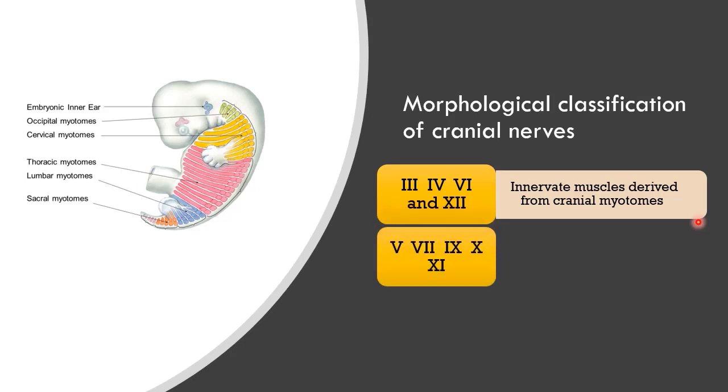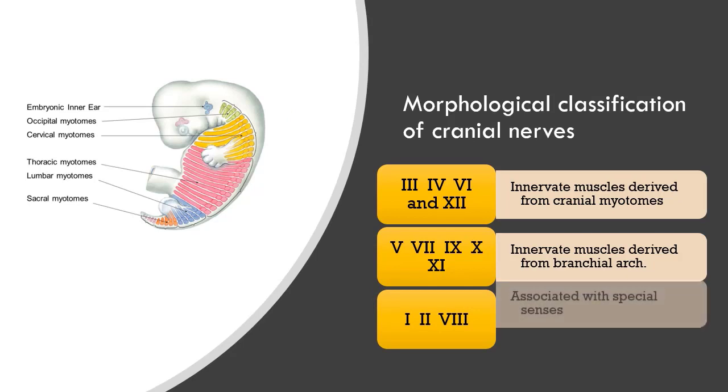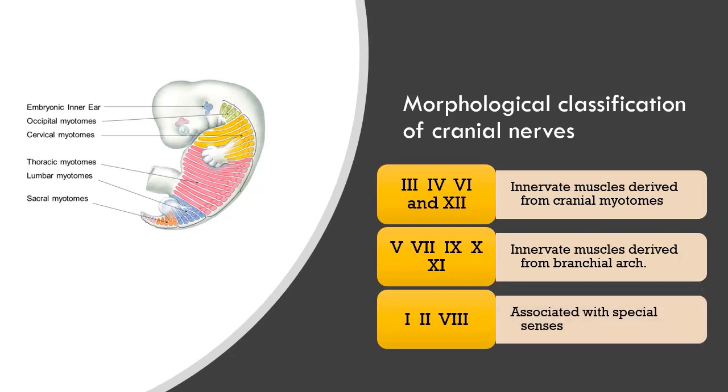Cranial nerves 5, 7, 9, 10, and 11 supply muscles derived from branchial arches, which develop in pharyngeal arches. Cranial nerves 1, 2, and 8 are associated with special senses. How are these morphologically classified? To understand this, we have to look at the location of nuclei of all these nerves in the brainstem. Let us observe.